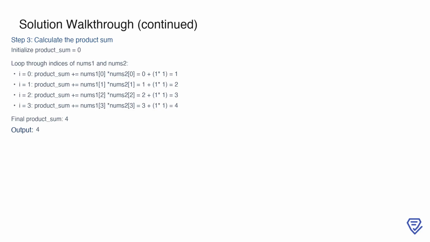At i equals 0, we add nums1[0] multiplied by nums2[0], which is 1 times 1, resulting in a product_sum of 1. At i equals 1, we add 1 times 1 again, bringing product_sum to 2. At i equals 2, we add 1 times 1 once more, increasing product_sum to 3. Finally, at i equals 3, we add 1 times 1, giving us a final product_sum of 4. The output for this example is 4, and that concludes the solution walkthrough for this problem.